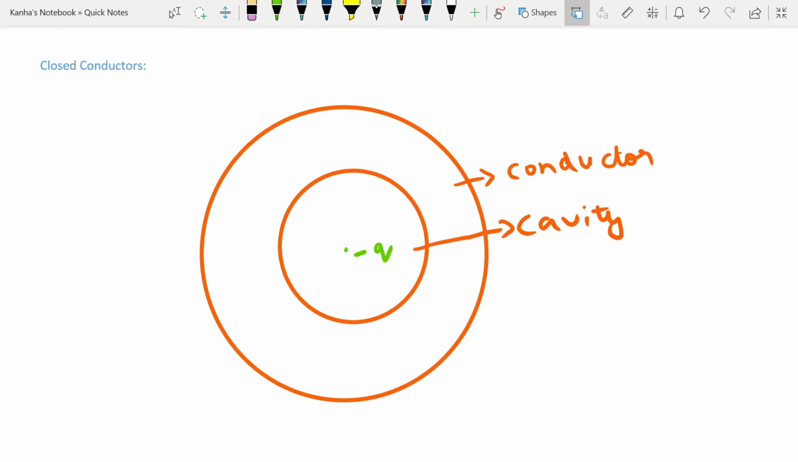Next, what you should notice, if I keep this charge plus q inside the cavity, and I give the conductor as a whole some charge, capital Q, then due to the charge inside the cavity, a minus q will be induced on the inner surface and this will induce a charge plus q on the outer surface. So the charge on the outer surface is capital Q plus small q. The next result is about the electrical fields at different points.